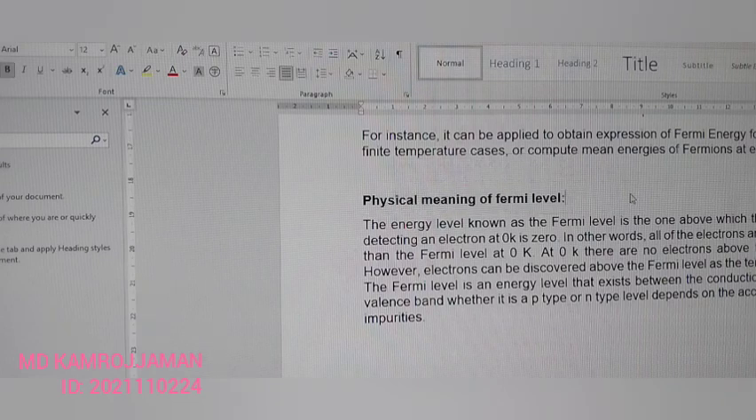As the Professor said, the energy level known as the Fermi level is the one above which the probability of detecting an electron at 0 K is 0. In other words, all of the electrons are less energetic than the Fermi level at 0 K.